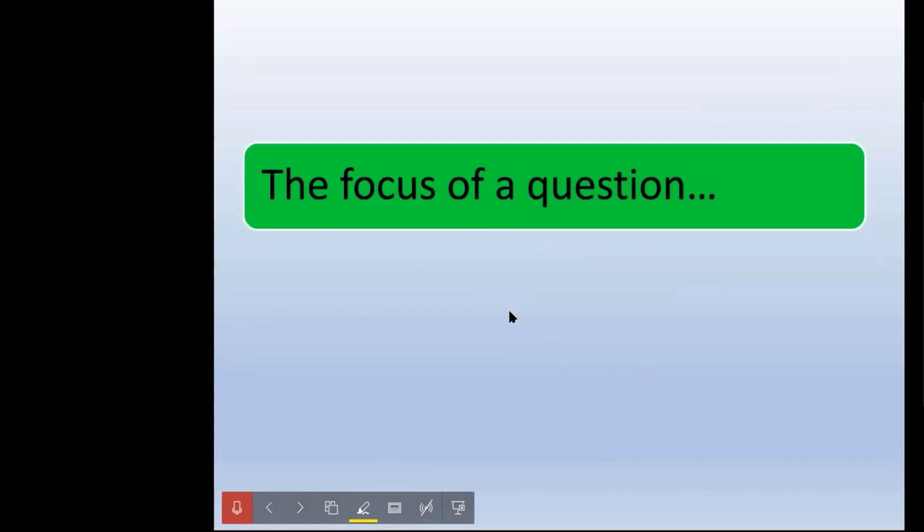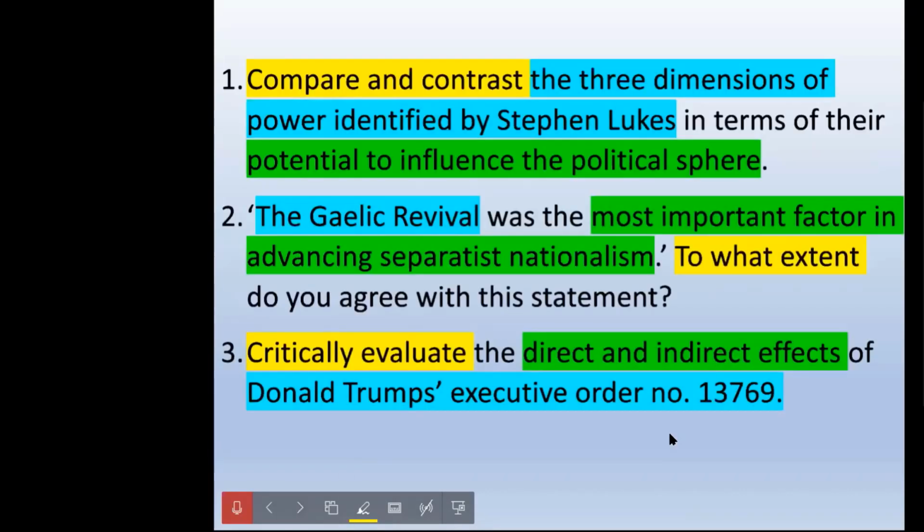But then the next one is the focus. Now the focus pinpoints the thing that makes the question more specific, and it's what I call it frames it. So although we're talking about the three dimensions of power, the Gaelic revival, Donald Trump, the important bit is, for the first question, its potential to influence the political sphere. We're only comparing and contrasting these things in the way that they influence politics. No other way. Nothing else they do is important. Nothing else is relevant.